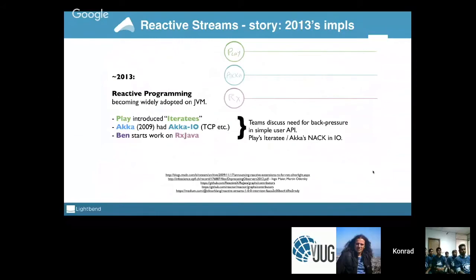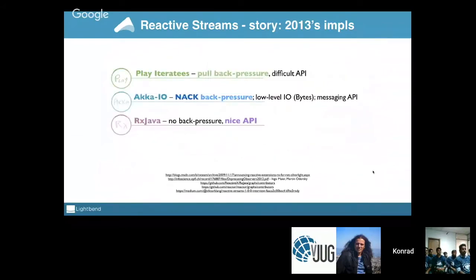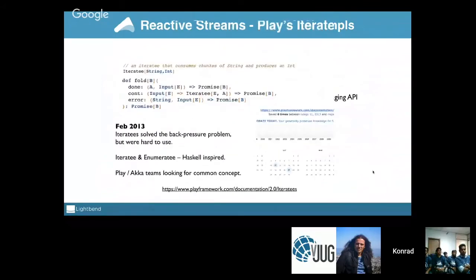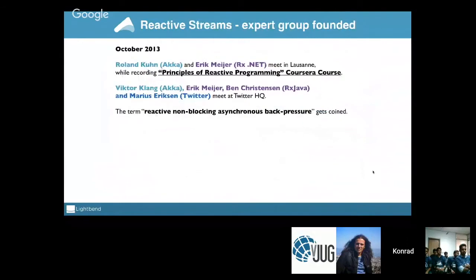They solved it using iteratees, and we were doing the low-level thing, exposing the OS semantics to you, which was just the negative acknowledgement semantics. So not very pleasant for users. And then when we looked at this, it's okay, RxJava, nice API, understandable. Our back pressure, a bit complicated, high-performance stuff. Play had this pull-based back pressure, but the API was very, very difficult. Just by looking at the signature, it doesn't really speak to you how it's meant to be used. So Play dropped that. The Reactive Streams working group gets founded.